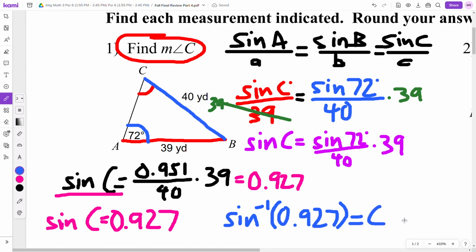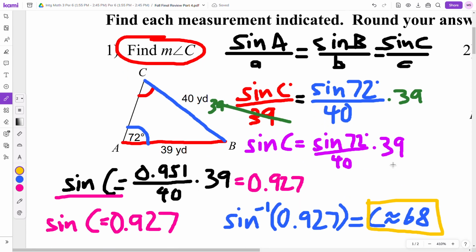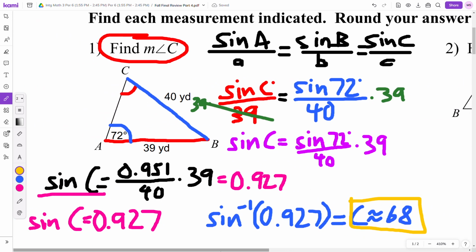This will give you C, right? And when you punch that in your calculator, it should be about 68 degrees. Hopefully that's what you got. That is your answer, and that's what we're going to put down. So there we go. That's how we use the law of sines to find a missing angle.